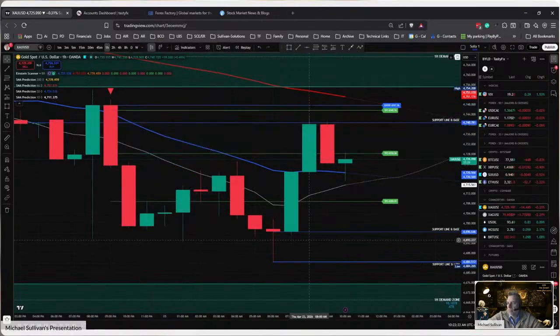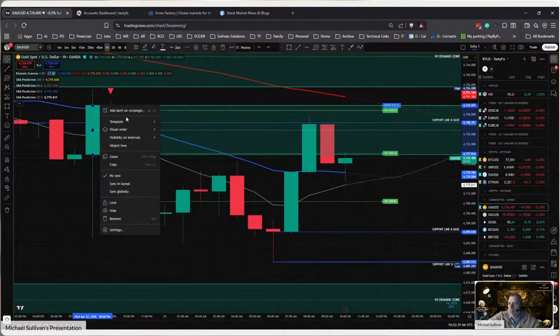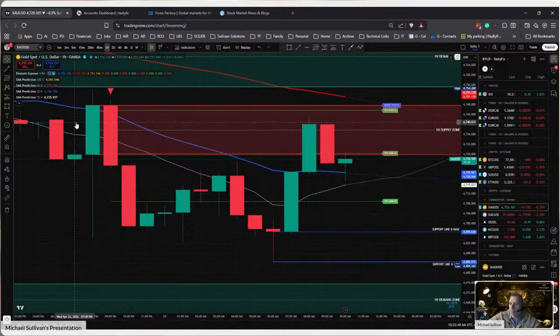Four-hour supply zone. And it would help if I mark that on the 1 hour because I'm not on the 4 hour. So let me redo that. Template 1 hour supply zone. There we go. I'm also going to get rid of this line over here because this has been breached 3 times as well. So I want to remove that. It's yesterday's info.